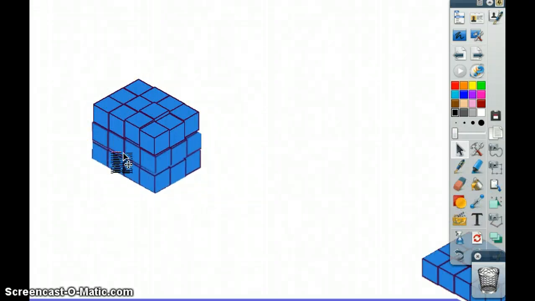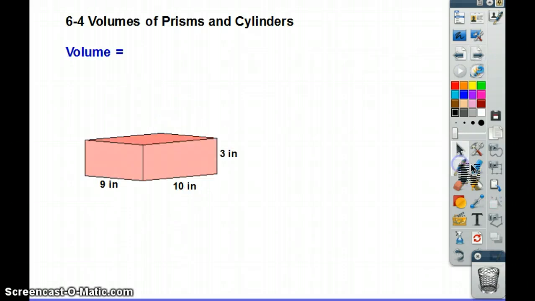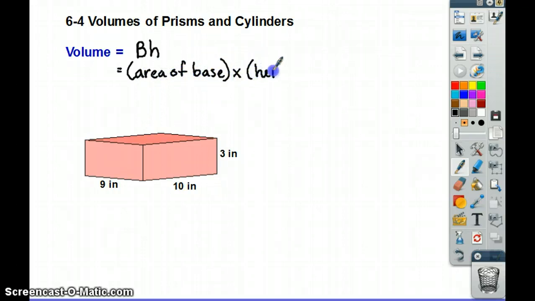This would now have a volume of 36 cubic inches. And now I have a volume of 48 cubic inches. So the idea of volume is you take the area of the base and multiply by how many times it's stacked on top of itself, what the height is of the prism. So our volume is the area of the base times the height. Remember, capital B means the area of the base. And the height is the height of the prism.